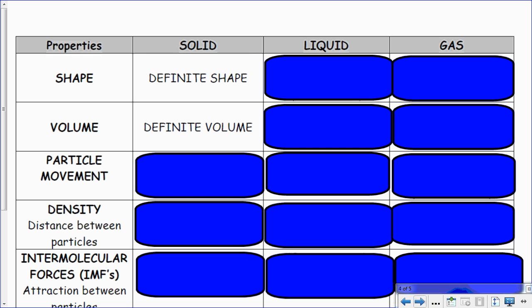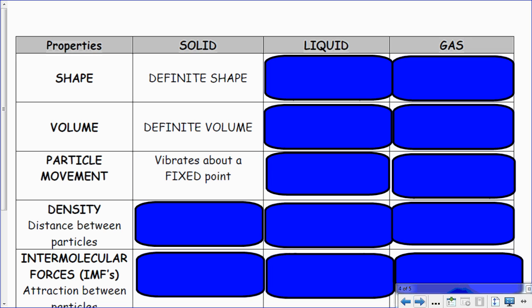Solids have definite shape and definite volume. You look at it, it's a square, it's a triangle, it's a circle, whatever it is, it has a definite shape. Definite volume means you can find it. The particles in solids are vibrating around a fixed point.